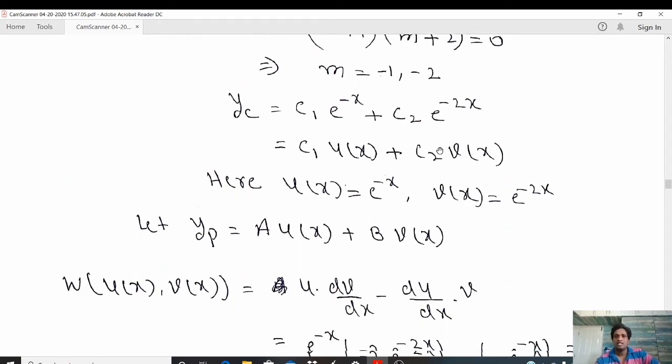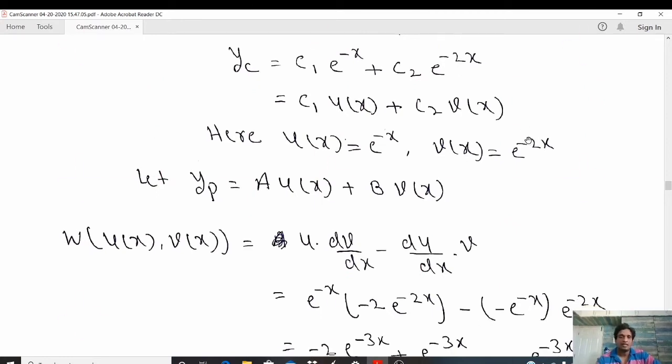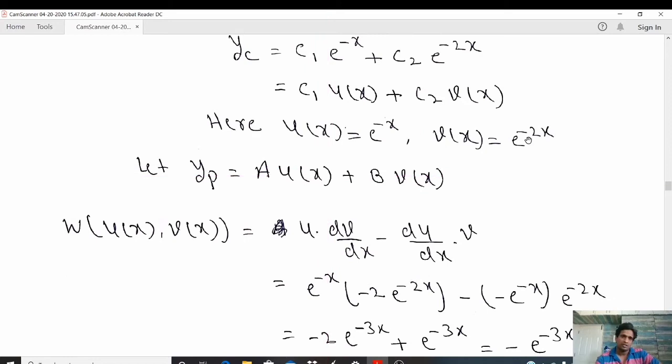Now, in variation of parameters, what is the procedure? We have to assume one function is u and another is v. So I am assuming u of x is equal to e power minus x, v of x is equal to e power minus 2x. It is not necessary to take the first value as u of x. It's your choice. Even if you take u of x is equal to e power minus 2x, the answer will be the same. Now we are assuming yp as a into u of x plus b into v of x.